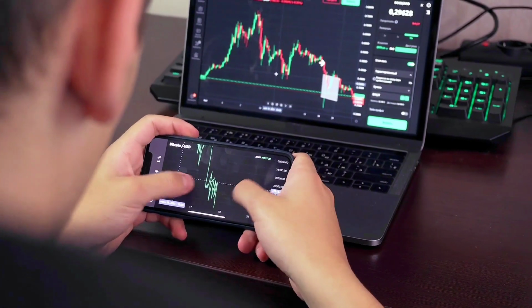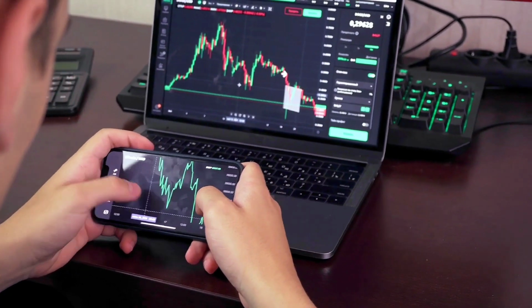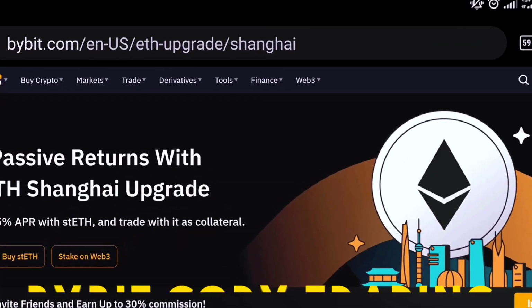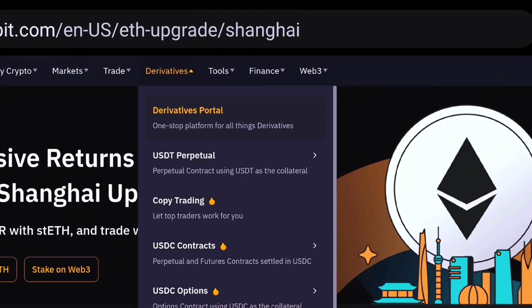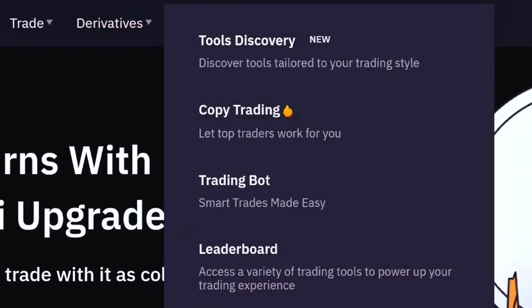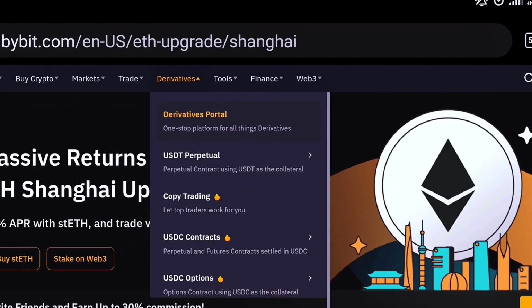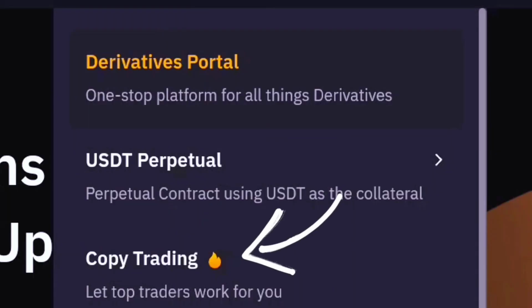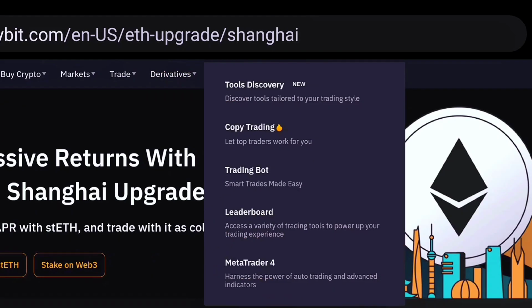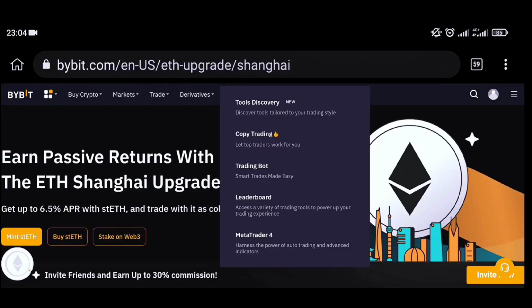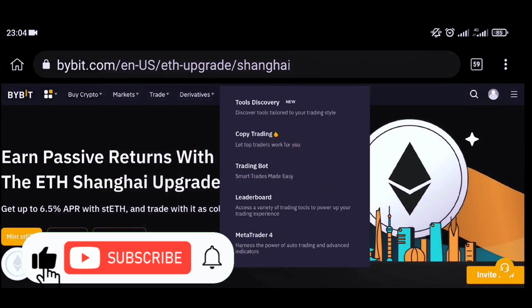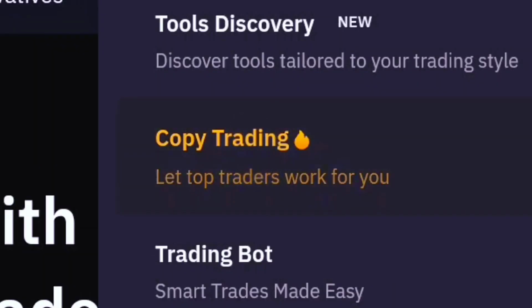It's now time to interact with the copy trading techniques. In order to access Bybit copy trading, you can either go to the derivatives part or the tools bar. When you click the derivatives part, you can see there's copy trading, and under the tools bar you can also see copy trading. It's based on what you'll actually prefer to choose. Just click copy trading.